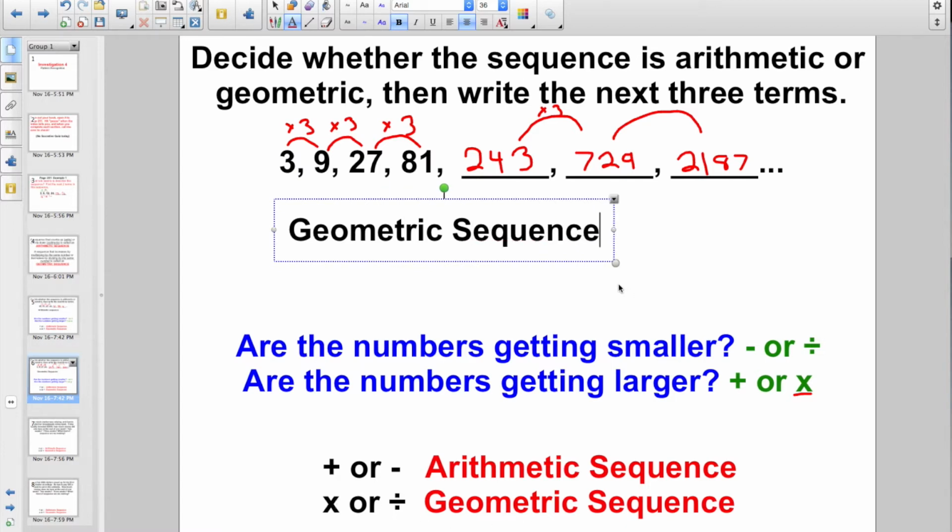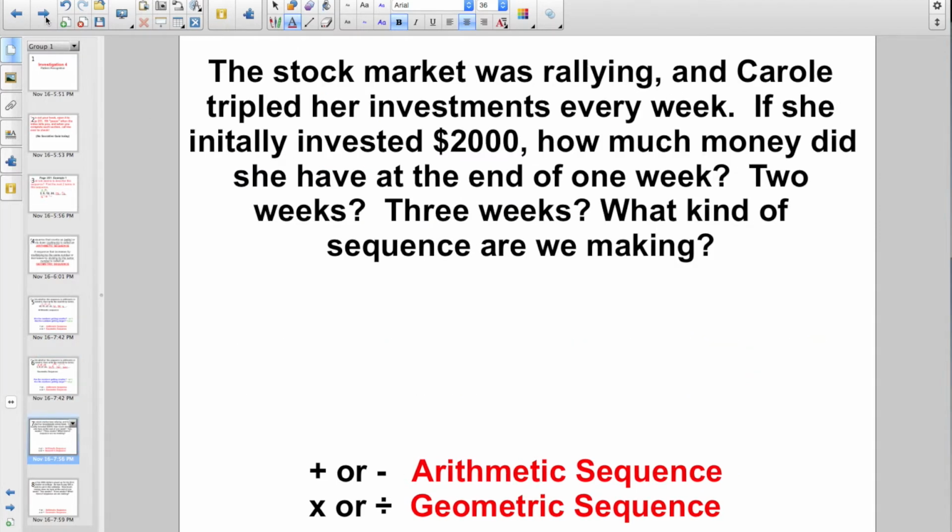Okay, so that's a little bit brand new. Let's go and apply it to some story problems. Check this guy out. The stock market was rallying and Carole tripled her investments every week. Tripled. What are you doing if you are tripling? If she initially invested $2,000, how much money did she have at the end of 1 week? How much did she have at the end of 2 weeks? 3 weeks? And what kind of sequence are we making?